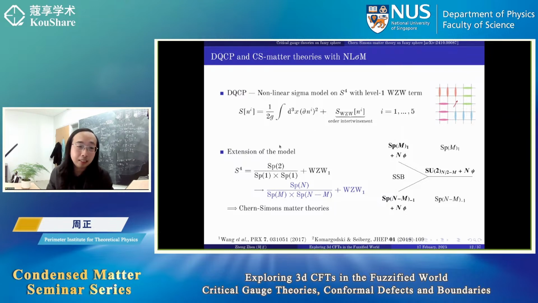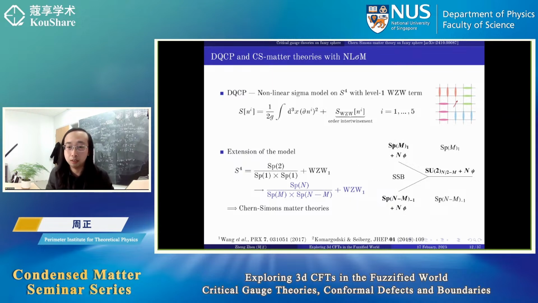By noticing that the S4 manifold can be written as a Grassmannian Sp2 over Sp1 times Sp1, where we use the notation that Sp1 equals SU2, we can further generalize this Grassmannian to a more general symplectic Grassmannian, Spn over Spm times Sp(n minus m). This is the nonlinear sigma model on this Grassmannian with a level 1 Wess-Zumino-Witten term.